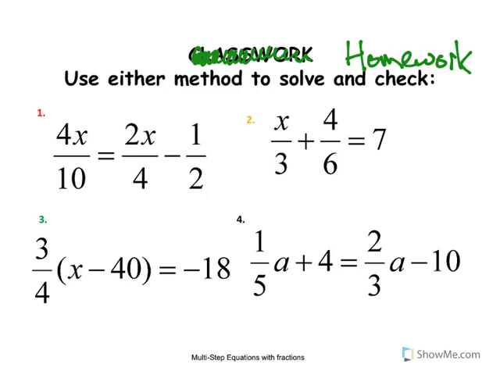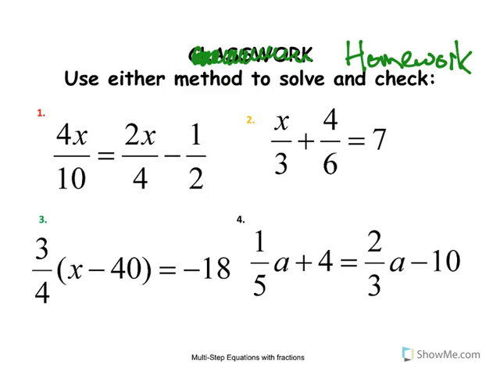Now, number 1's a little tricky because we have 3 different denominators. So I'm going to just tell you the common denominator for number 1 is 20, right? Because all 3 of those numbers are divisible by 20. But again, if you use something bigger like 40 or 100 or anything like that, it will work. Number 2, if you want to try method 2, you can, right? X divided by 3 is the same as 2x divided by 6. I personally would do method 1 for all of them.